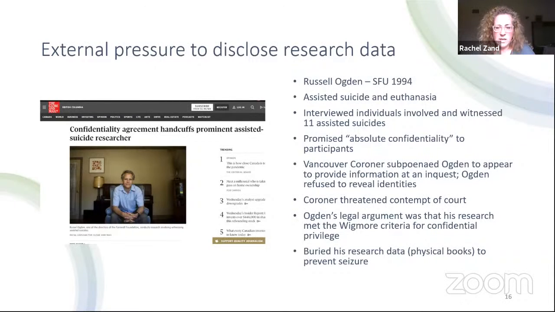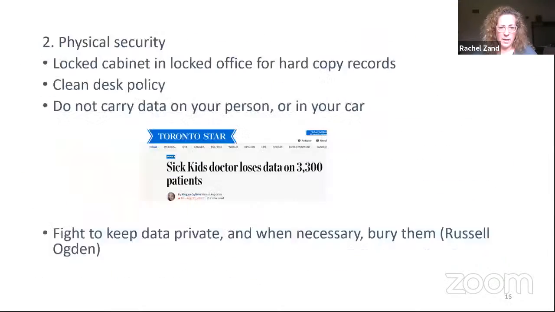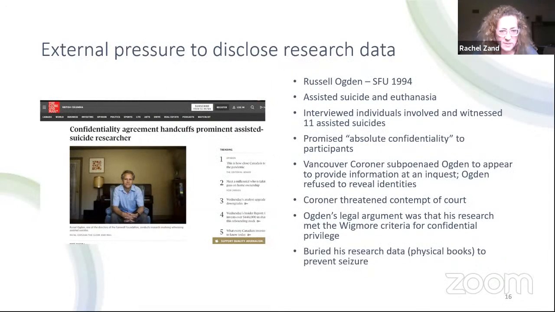And then the fourth point: injury to the people for whom the confidentiality was promised would be greater than the benefit that the community or society would gain from opening up the data and having them viewed. And in this case, he won. And sorry, I think I'm moving this too fast. And this really was the first time that this Wigmore criteria was used in the context of research.